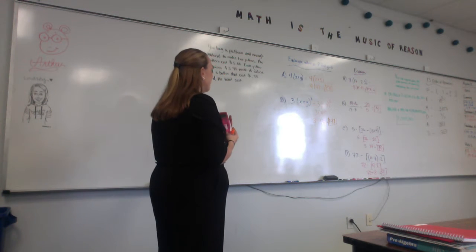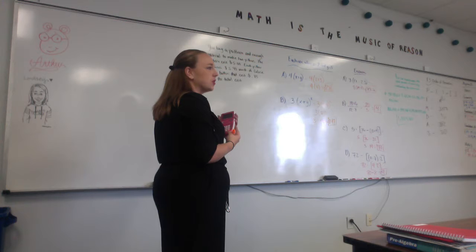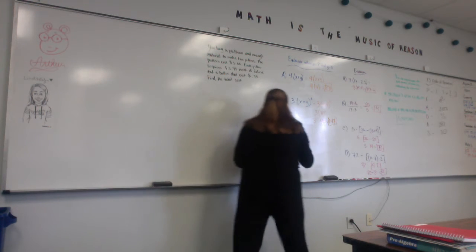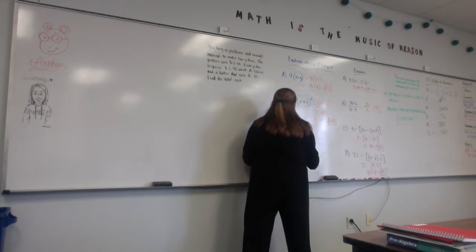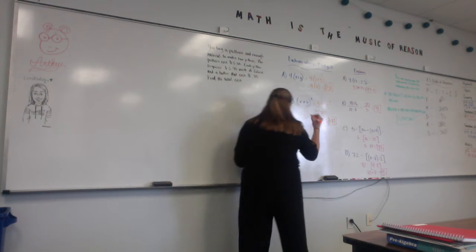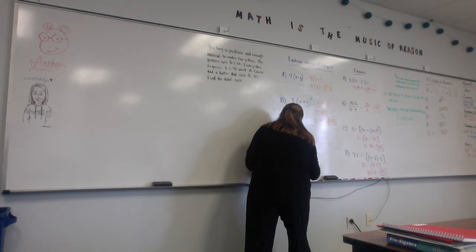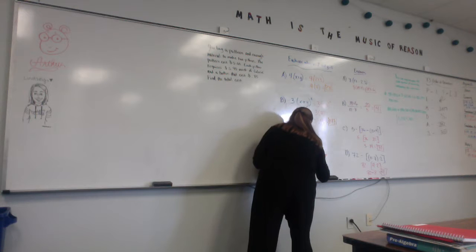Okay, x squared minus y. X squared minus y, what do I do first? 2 squared. Good, Emma. You got the picture. You just shouted out. Thank you. Minus 5. What is 2 squared? 4. What is 4 minus 5? -1.